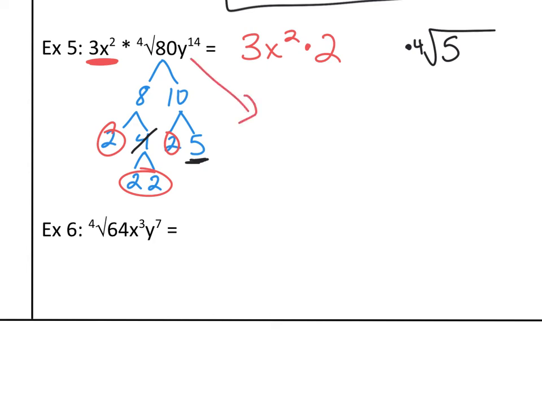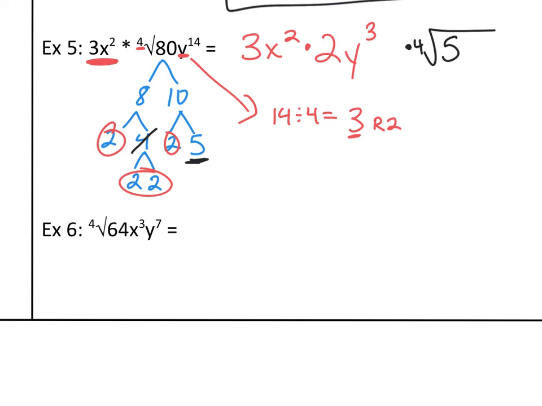I've got how many y's? 14. I could go ahead and write out y times y times y 14 times, or I could just know that 14 divided by my index. How many times does 4 go into 14? 3 times, and a remainder of 2. Because 3 times 4 is 12, and then 2 more would get you to 14. So since I have 3 groups of y, this is y to the 3rd.